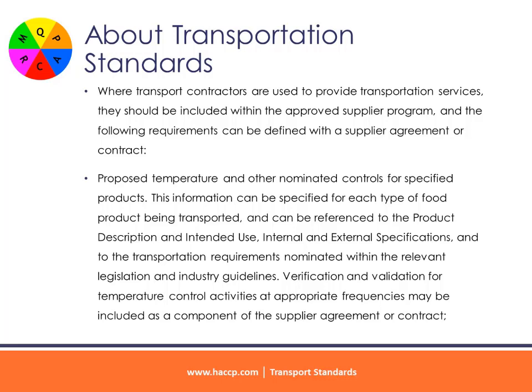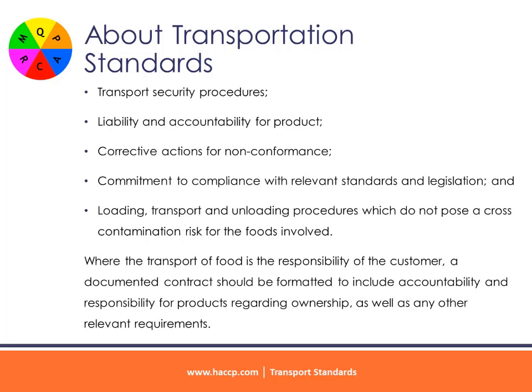Verification and validation for temperature control activities at appropriate frequencies may be included as a component of the supplier agreement or contract. Transport security procedures. Liability and accountability for product. Corrective actions for non-conformance. Commitment to compliance with relevant standards and legislation. And loading, transport and unloading procedures which do not pose a cross-contamination risk for the foods involved. Where the transport of food is the responsibility of the customer, a documented contract should be formatted to include accountability and responsibility for products regarding ownership, as well as any other relevant requirements.